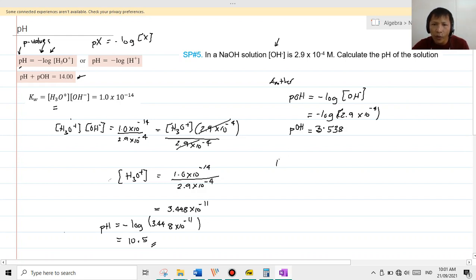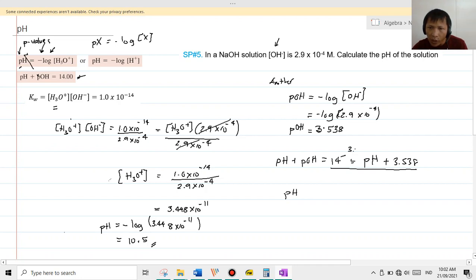So therefore your pH plus pOH is equal to 14. This is the formula I highlighted earlier. We can substitute the pOH as pH plus 3.538. So by that, I subtract 3.538 from 14 to get the pH.